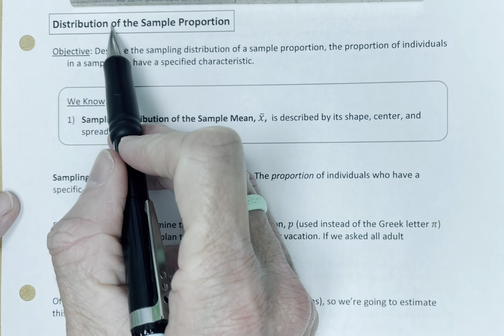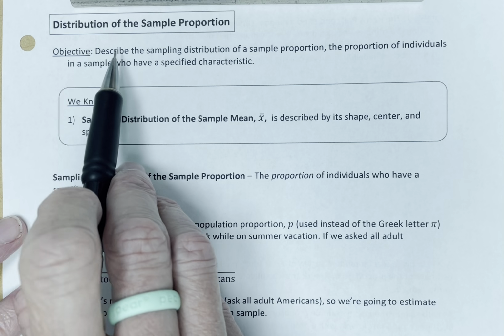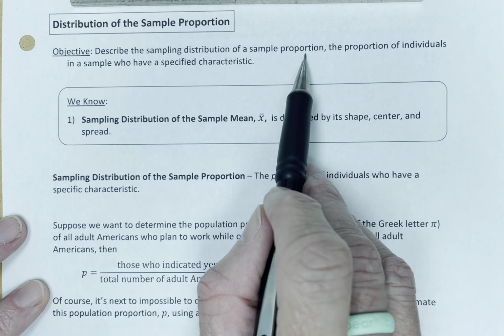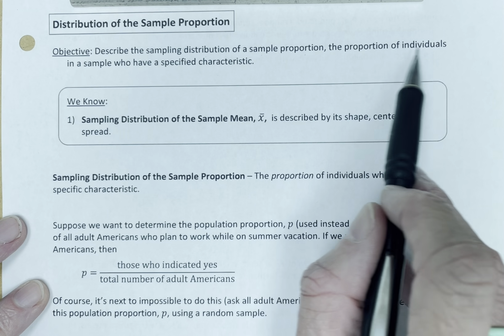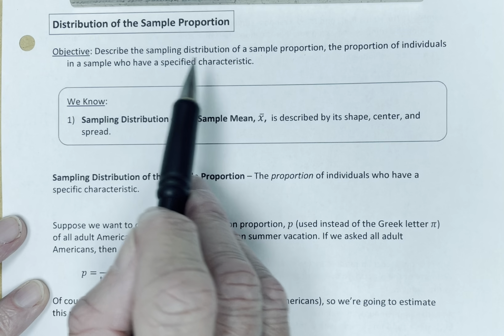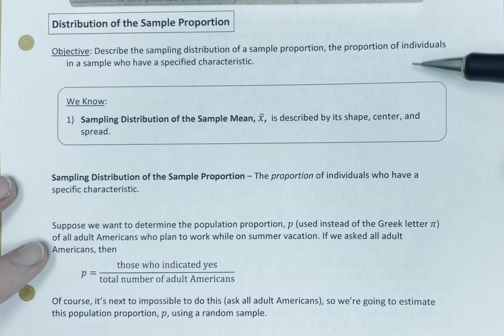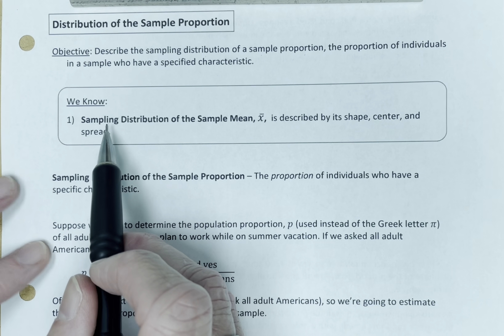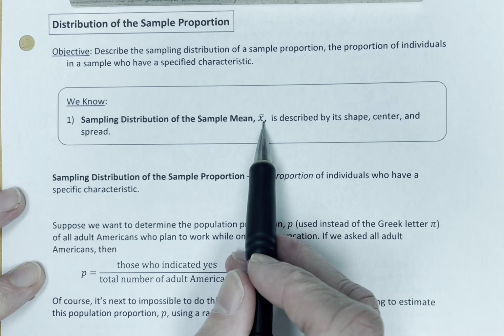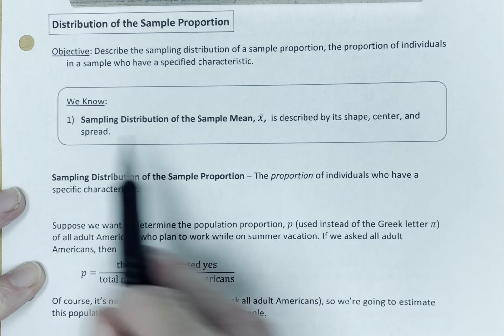The distribution of the sample proportion. Our objective: describe the sampling distribution of a sample proportion, the proportion of individuals in a sample who have a specified characteristic. Okay, we'll remind ourselves what we know. We know that the sampling distribution of the sample mean, X bar, is described by its shape, center, and spread.